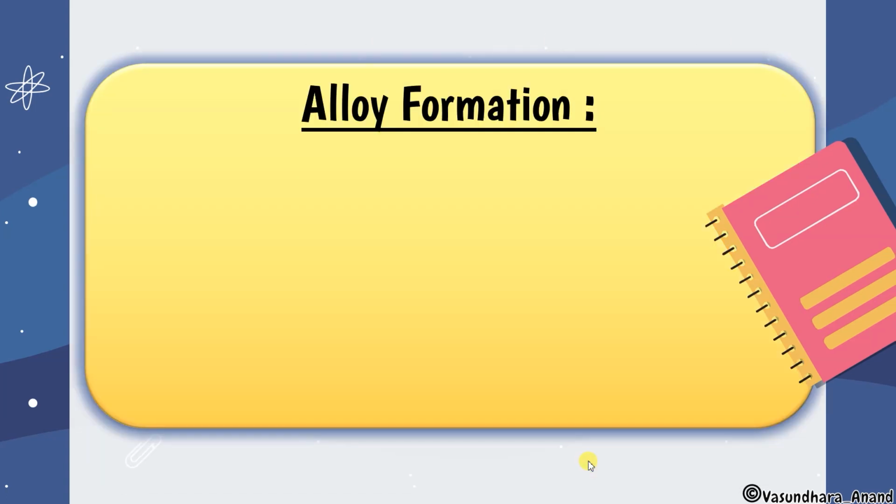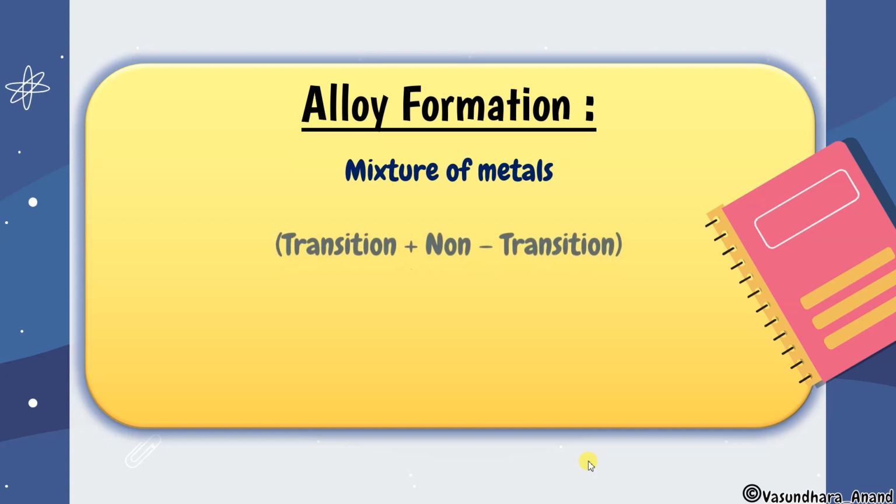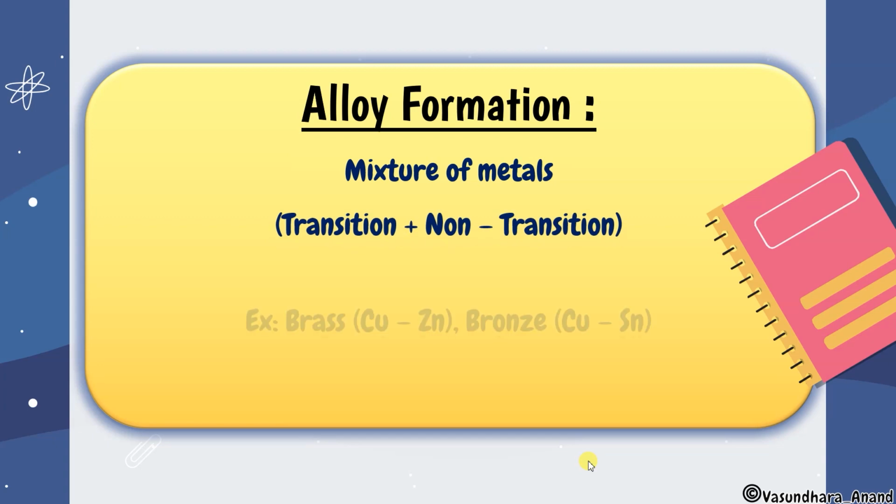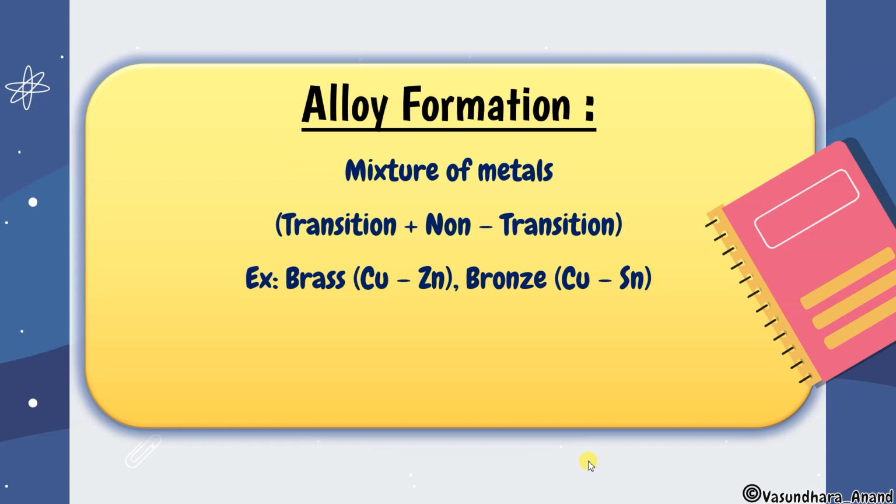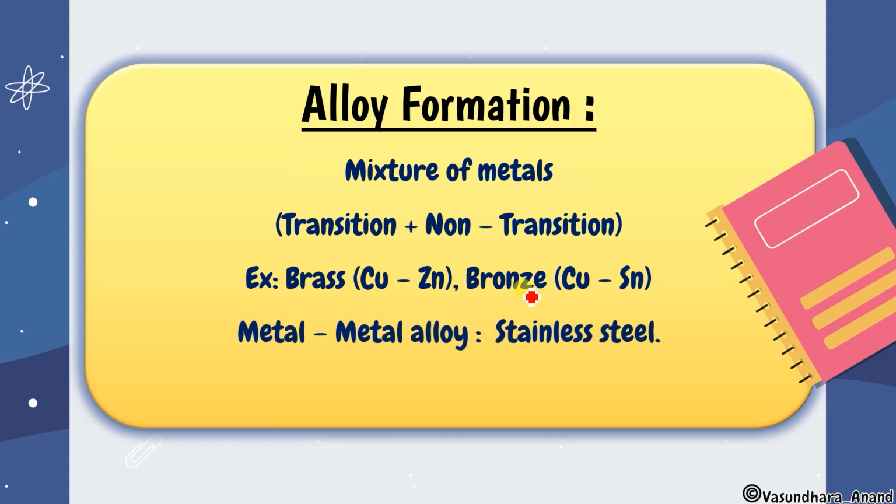Okay, so now the next slide is alloy formation. An alloy can be a mixture of metals only, and that can be transition and non-transition elements also. Examples are brass and bronze. Brass is an example of copper and zinc; here copper is transition while zinc is non-transition. Bronze is again copper and tin, where copper is transition and Sn is a non-transition element. Similarly, it can be a metal-metal alloy like stainless steel, that means nickel, chromium, iron mixed together.